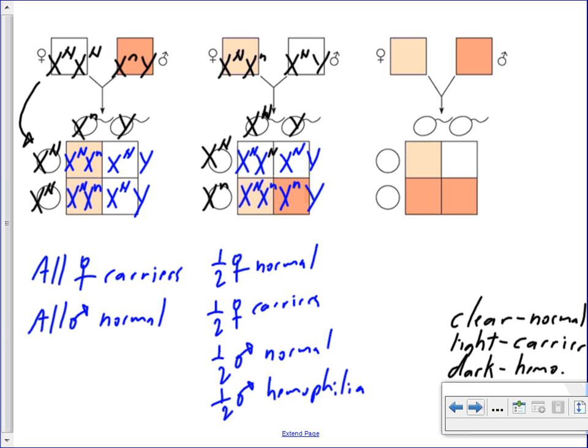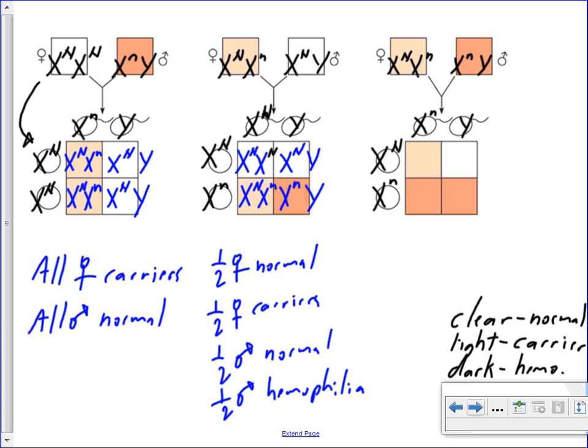So is it possible for a female to have hemophilia? Well, it is, but like I said, it's going to be much rarer than males that have hemophilia. In this cross, we're starting with a female that does not have hemophilia, but she is a carrier, and we're starting with a male, the father, that does have hemophilia. Gametes from mom, X big N, X little n, from dad, X little n, Y.